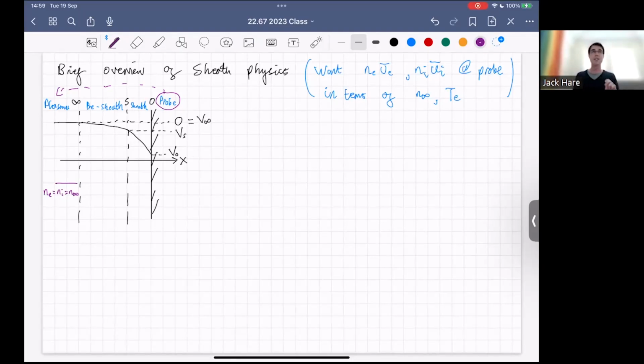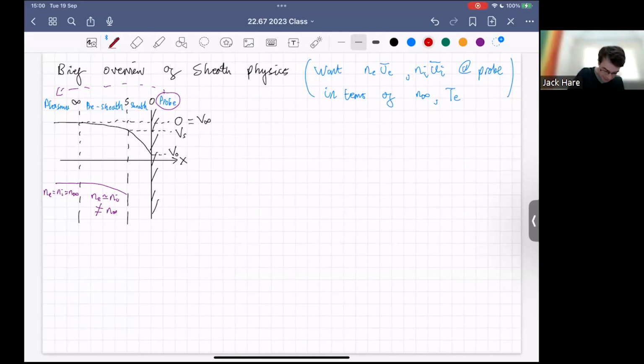Then in the pre-sheath region, this is a little bit subtle. We're saying the potential's changing, but it's not changing that much. It's quasi-neutral-ish. So the density drops a little bit, but we're still going to say Ne is roughly Ni, but it's now no longer N infinity. Again, we can do that more rigorously if you look in the book. For now, we're just going to go with it.